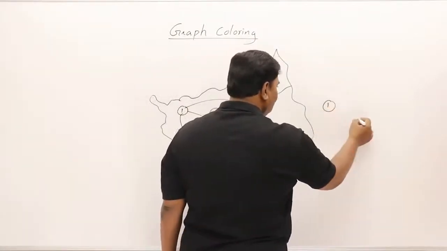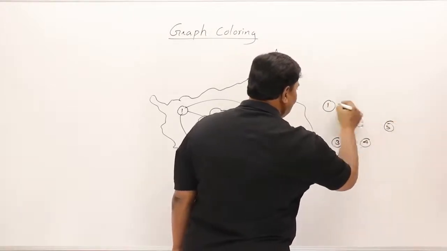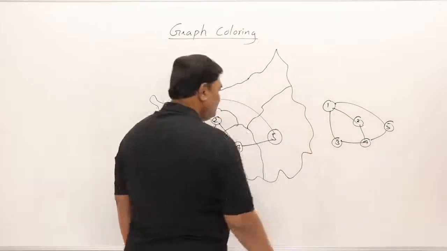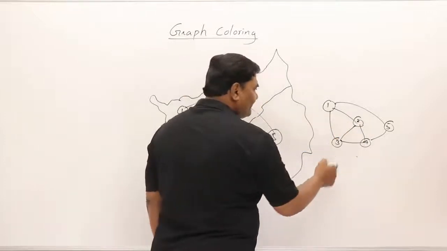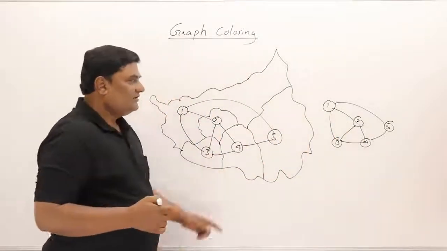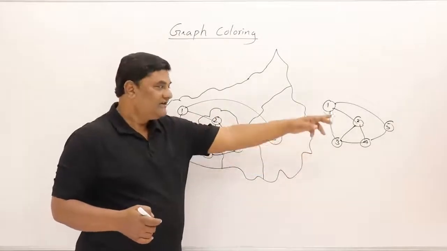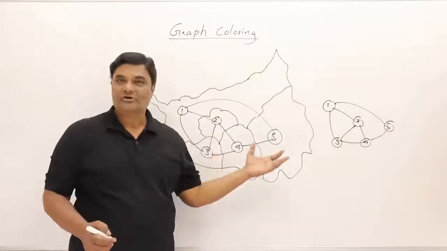So if I take this graph, 1, 2, 3, 4 and 5, this is forming a graph. Now solve this M coloring problem on the graph. Whatever color the vertices get, that same color you fill in these regions. So the problem is solved.